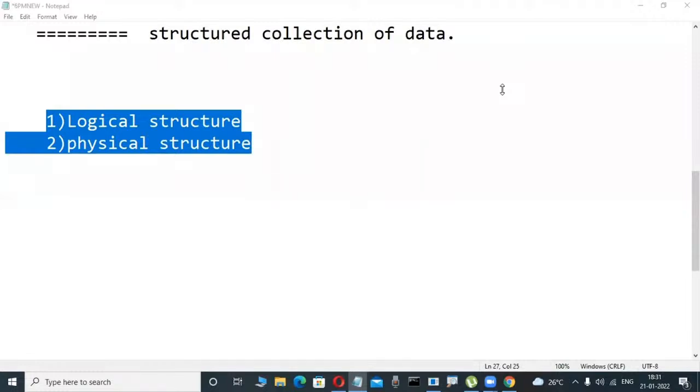And now here, what is logical structure? What is physical structure? Anybody? Okay, some fellows are telling logical structure means logical structure, physical structure means physical structure only. Don't try to tell like that. Okay, what is logical, what is physical? It's very easy.